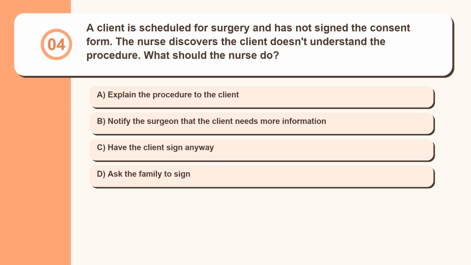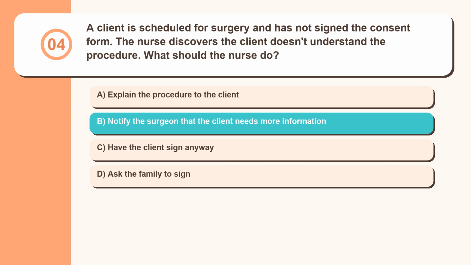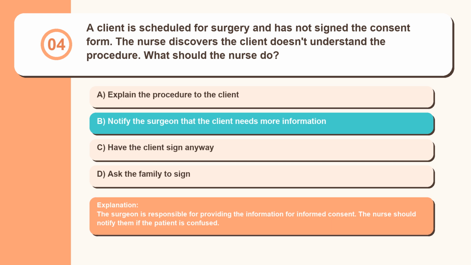Question 4. A client is scheduled for surgery and has not signed the consent form. The nurse discovers the client doesn't understand the procedure. What should the nurse do? Explain the procedure to the client. Notify the surgeon that the client needs more information. Have the client sign anyway. Ask the family to sign. The surgeon is responsible for providing the information for informed consent. The nurse should notify them if the patient is confused.